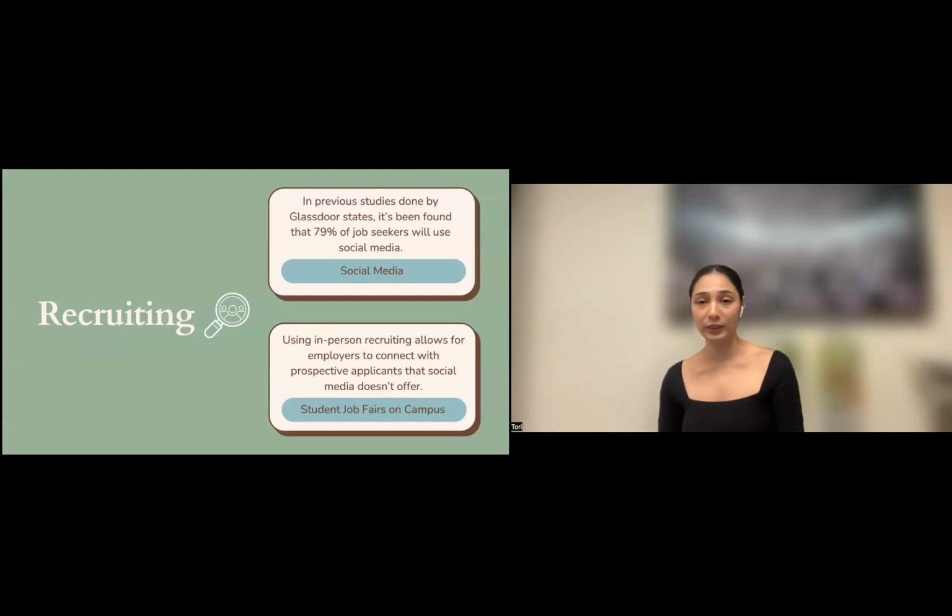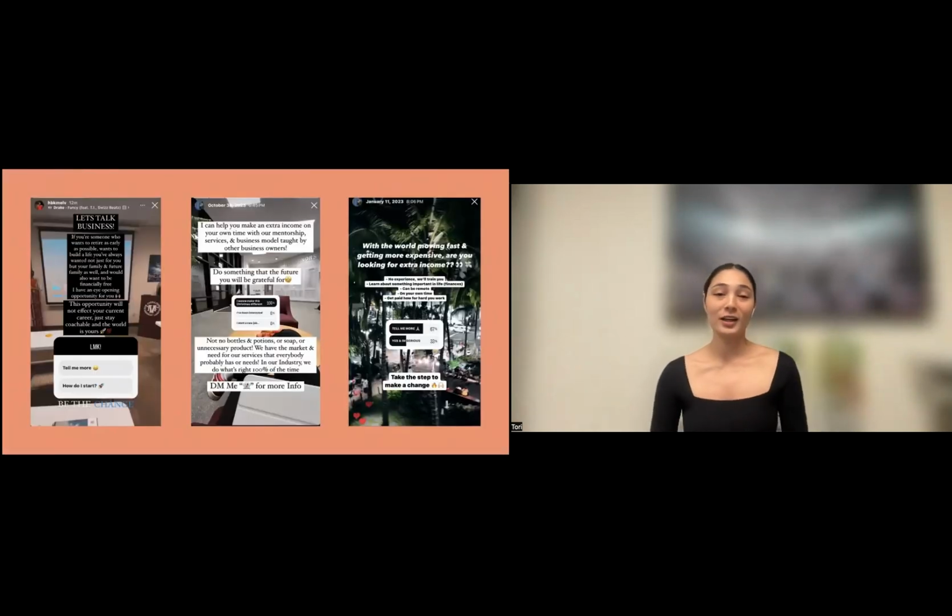But moving on to recruiting, 79% of job seekers will actually use social media. That doesn't mean we neglect in-person opportunities, because that is what builds connections. It's something social media does not allow for. But on the topic of social media, these 3 posts are from a company that I work for outside of campus. It's called Primerica in Waipahu. This is how we market recruiting on social media.